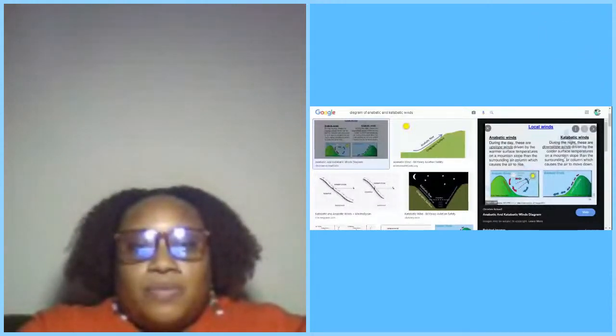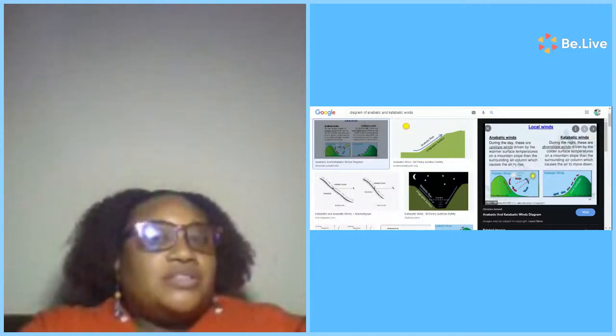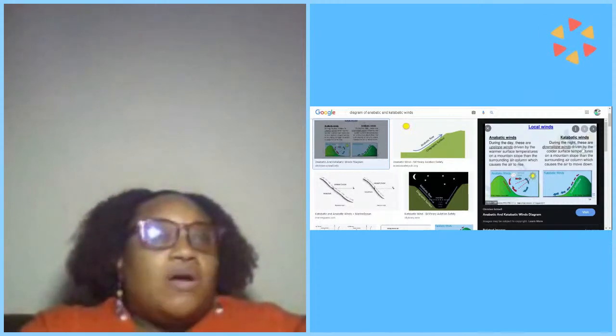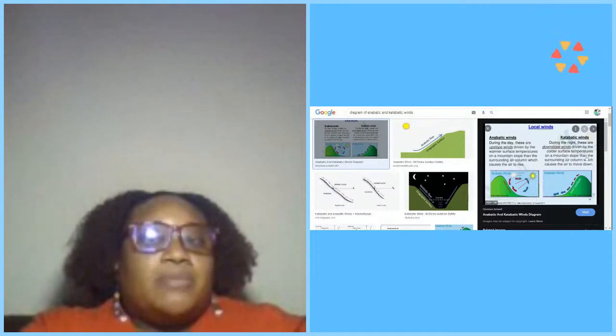So anabatic winds, you see, during the day, these are upslope winds driven by warmer surface temperatures on a mountain slope than the surrounding air column, which causes air to rise. And then you have katabatic winds during the night. These are downslope winds, right? Downslope winds driven by colder surface temperatures on a mountain slope.